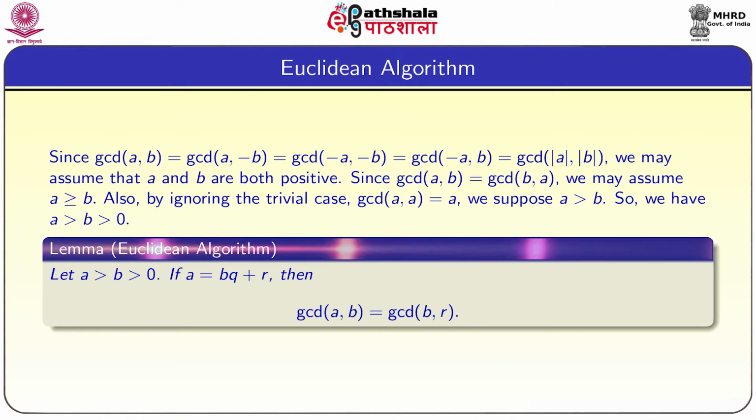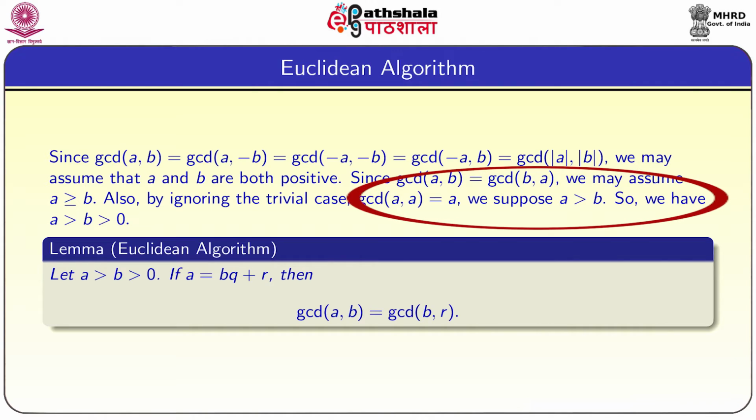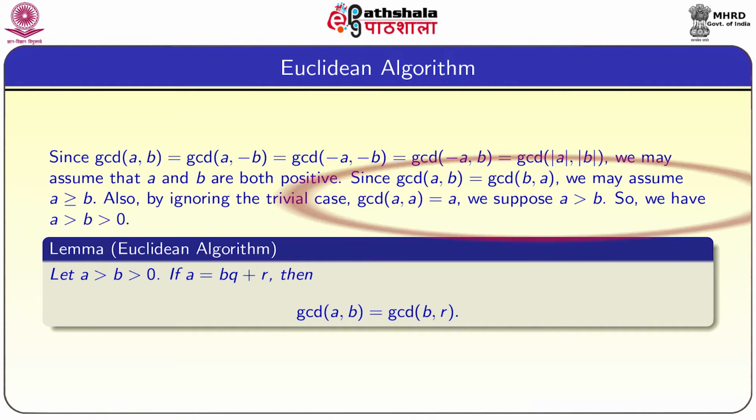Since GCD of all these are equal, we may assume that both a and b are positive. Also, since GCD of a, b is equal to GCD of b, a, we may assume that a is greater than or equal to b. Also, by ignoring the trivial case, that is GCD of a, a is equal to a, since please note that here we are assuming a is positive, that is why GCD of a, a is equal to a. We suppose a is greater than b. So, we have a greater than b greater than 0.